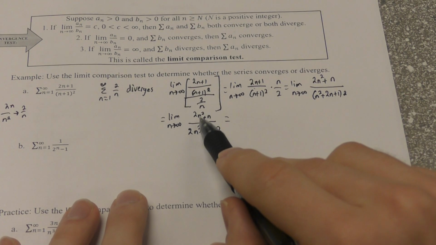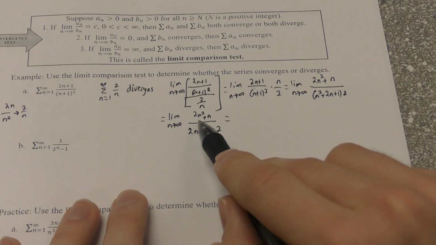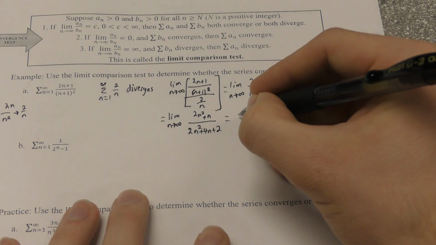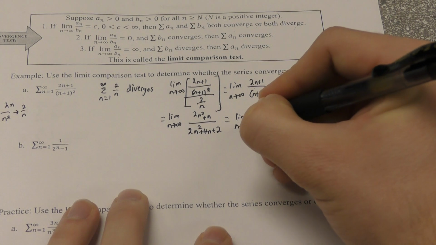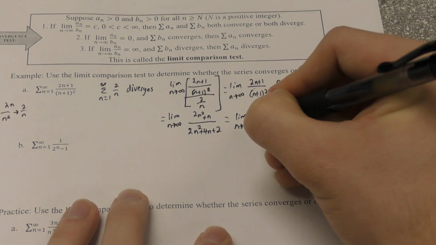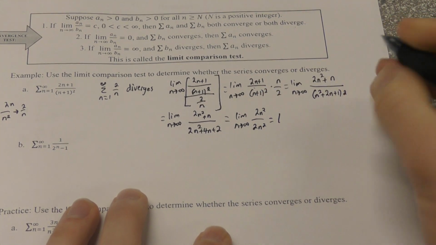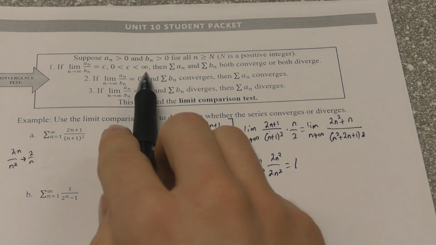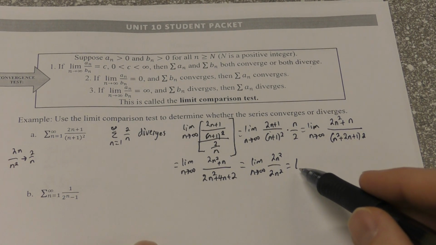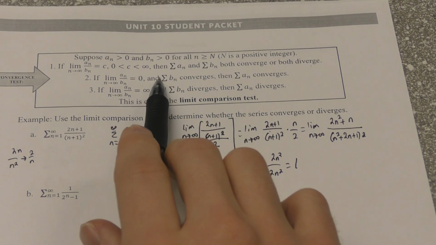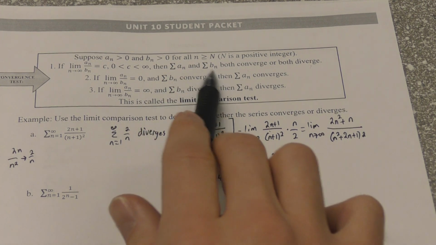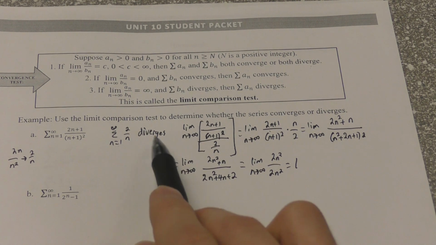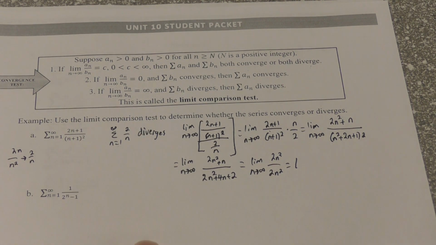Aha, now I got my limits. I can say, oh, look at this. Cool. 2n squared is going to win up top. 2n squared is going to dominate underneath. So this is going to be equal to the limit as n approaches infinity of 2n squared over 2n squared, which is 1. All right, 1. What does that mean? 1 is between 0 and infinity. So that means that both of my sums will converge or diverge. Well, the series I compared it to diverges. Therefore, my series will also diverge.